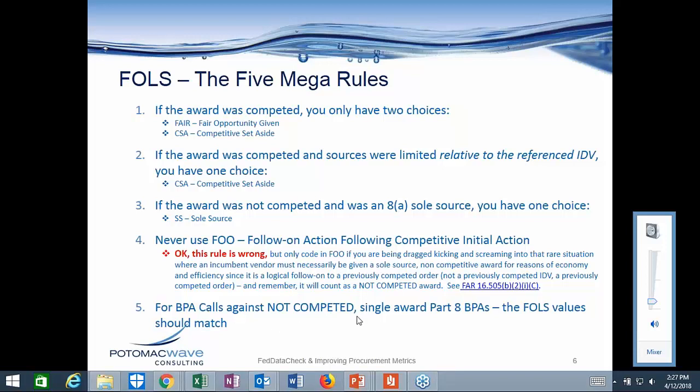I put in a fifth one. For BPA calls against not competed single award Part A BPAs, match up the fair opportunity and limited sources value. So if you're referencing a single award BPA, just put the same value in fair opportunity that's on the BPA.